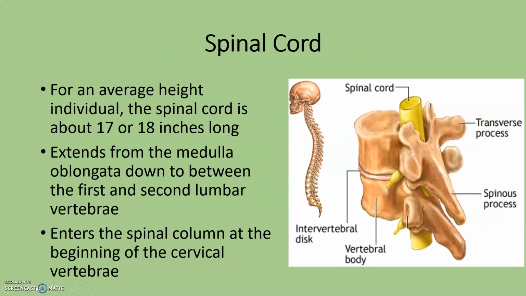We are now going to talk about the spinal cord. The spinal cord, on average, is about 17 or 18 inches long, and this is for an average height individual. The spinal cord extends from the medulla oblongata down to between the 1st and 2nd lumbar vertebrae. The spinal cord enters the spinal column at the beginning of the cervical vertebrae.